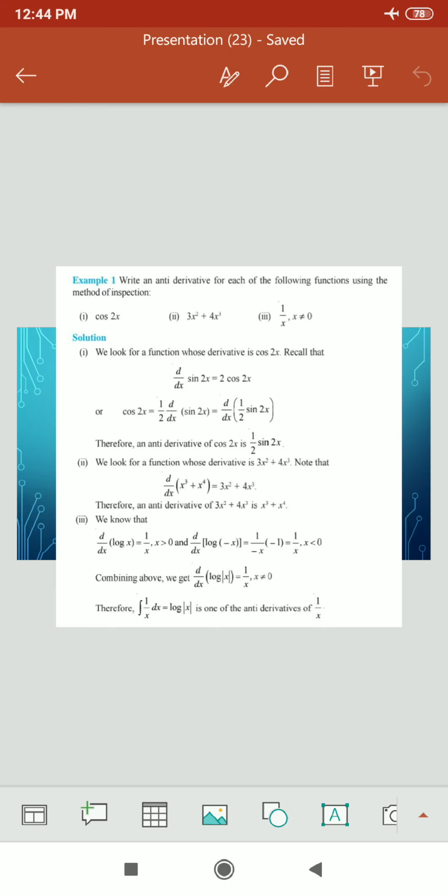We look for a function whose derivative is 3x square plus 4x cube. जो हमारी सेकेंड फंक्शन यहाँ पे है, we have to find its antiderivative. That means we are going to look at a function whose derivative is 3x square plus 4x cube. Note that d by dx of x cube plus x raised power 4 is 3x square plus 4x cube. Therefore antiderivative of 3x square plus 4x cube is x cube plus x raised power 4.